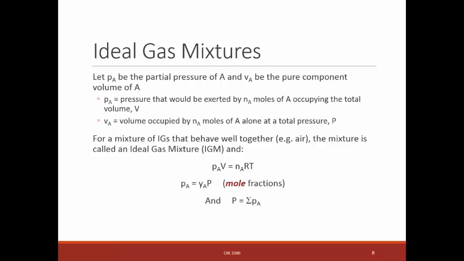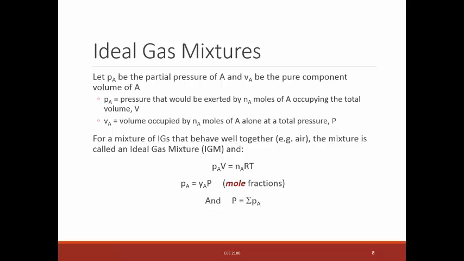Now, very significantly, if you have a mixture of ideal gases that are behaved well enough to be called ideal gases individually and together collectively called an ideal gas mixture, again, we'll come back to that in a little while, I can say that the ideal gas law applies to the whole, PV equals nRT, and to the part, the partial pressure of A times the volume equals the number of moles of A times RT. And so what this ends up with, if you divide it through by the total number of moles, is that the partial pressure of A is Y sub A, the mole fraction, times the total pressure.